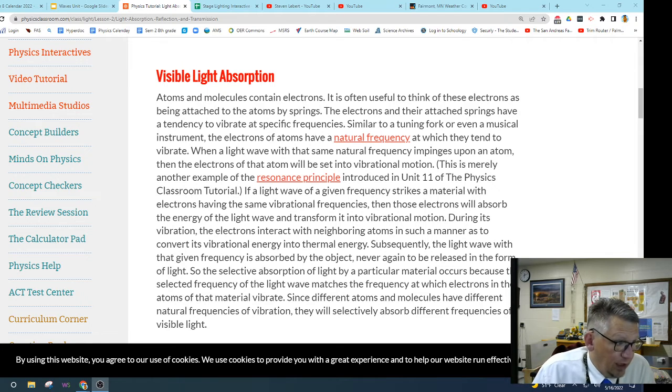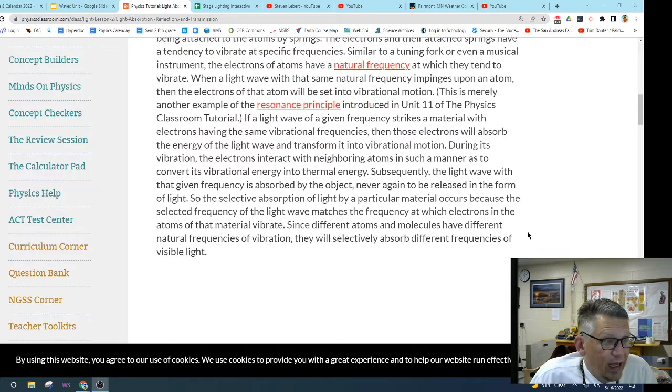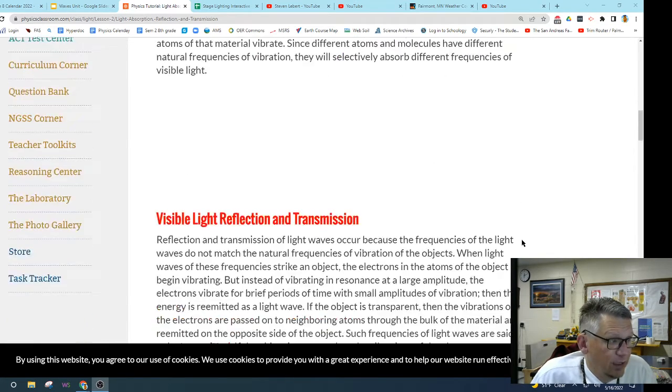So, the selective absorption of light by a particular material occurs because the selected frequency of the light wave matches the frequency at which electrons in the atoms of that material vibrate. Since different atoms and molecules have different natural frequencies of vibration, they will selectively absorb different frequencies of visible light.